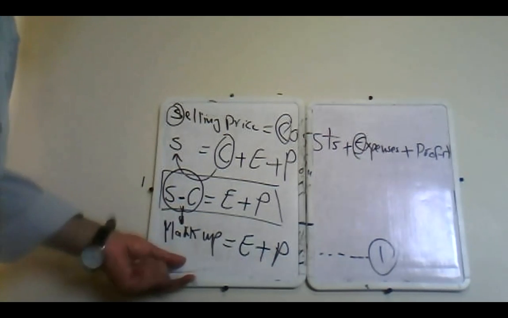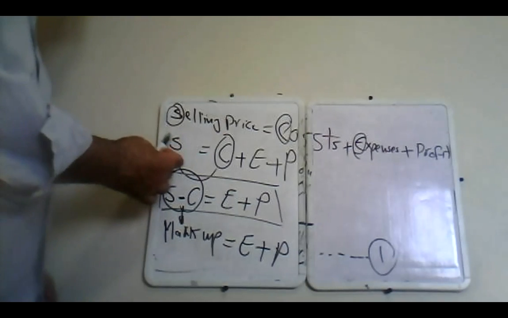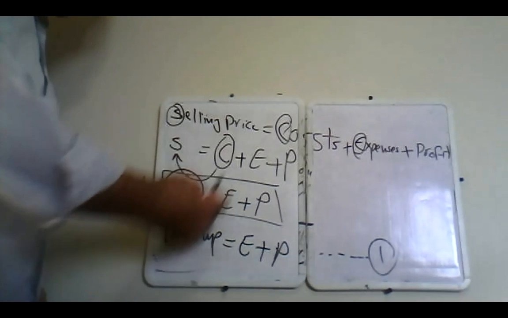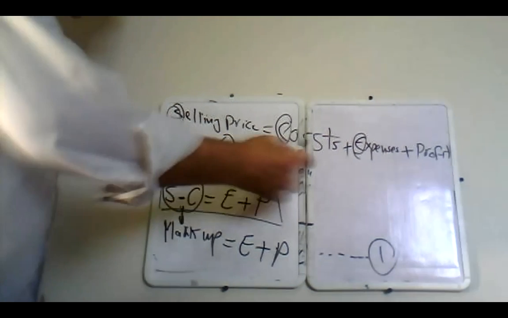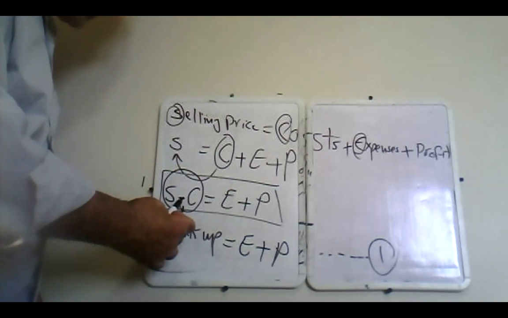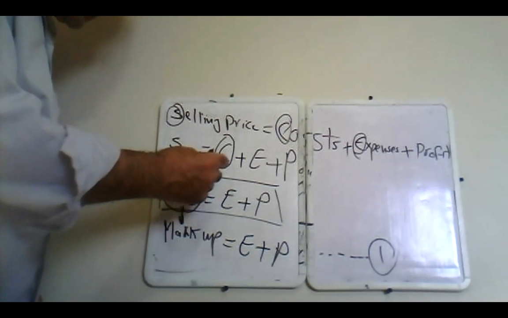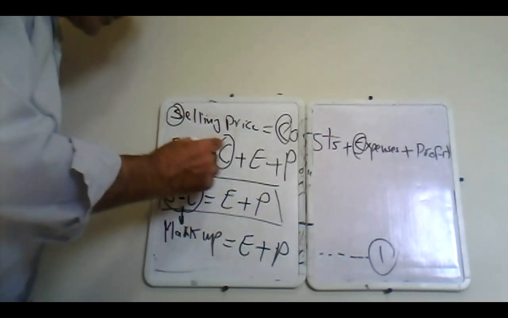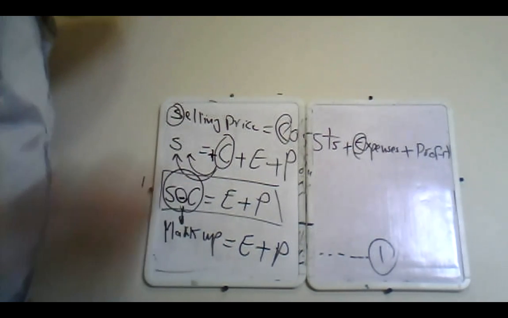What is the markup? Where do I get it from? I got it from the selling price minus the cost. Why minus? Because the cost was on the other side. I moved it to the left side, so I changed the sign from positive to negative. This was positive, and when it moved here, it changed into negative.